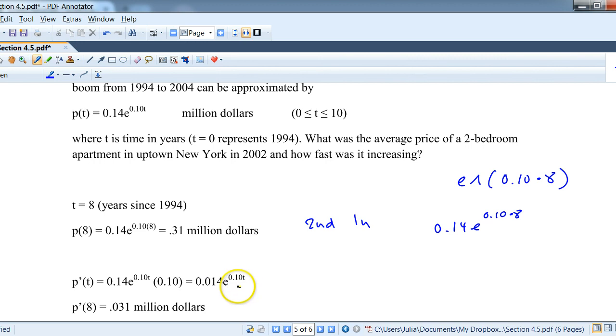0.10t. Again, we can plug in 8, and this time for the two significant digits, notice there's two non-zero numbers, but there's actually three decimal places here because of the zero. So this would be considered two significant digits. And again, it's $1 million per year, actually, because it's a rate. So it's in millions per year, and that's how fast it's increasing.